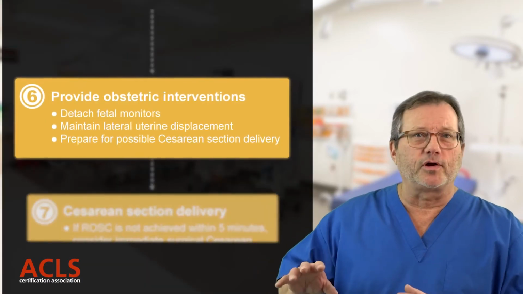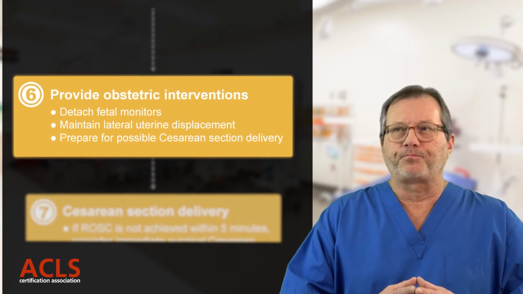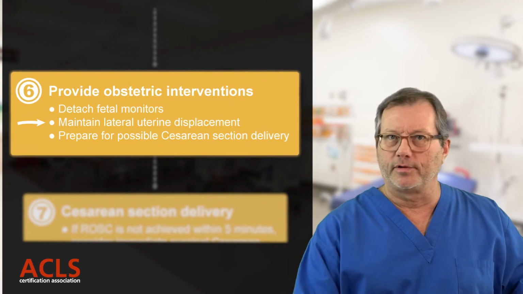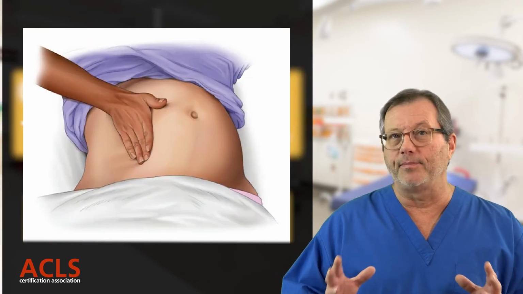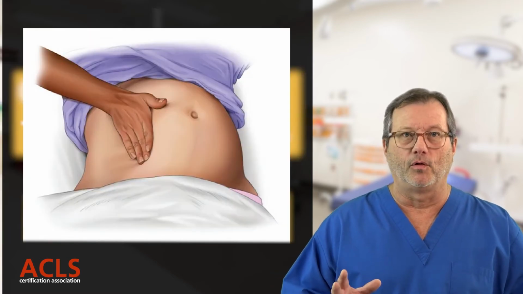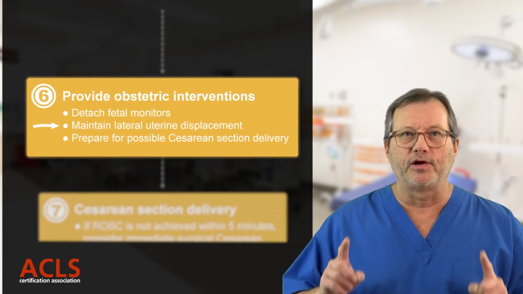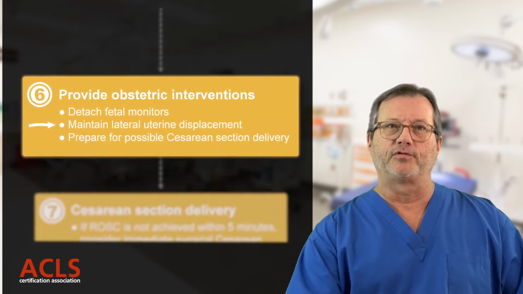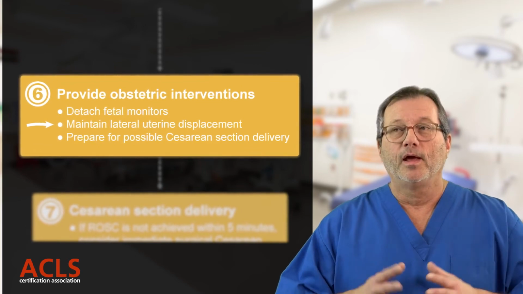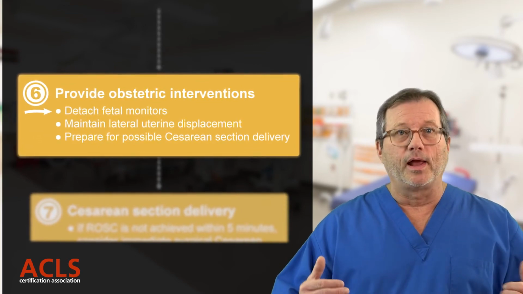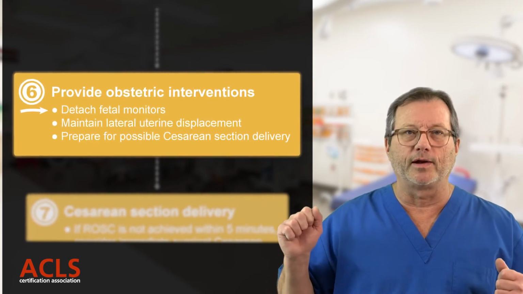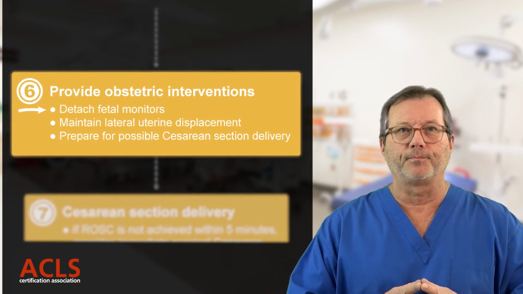Okay, on the obstetric or the baby side of the algorithm, you must perform left lateral uterine displacement. We have to get that baby off the inferior vena cava and the aorta. This must be done continuously. One person is dedicated to making sure that that baby is off that vena cava. Next, if we're in the hospital and we have fetal monitor wires inside mom, we want to remove the fetal monitoring wires, get those out of there.